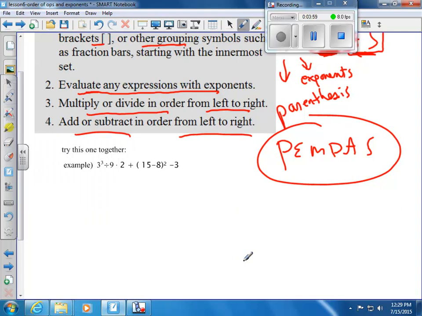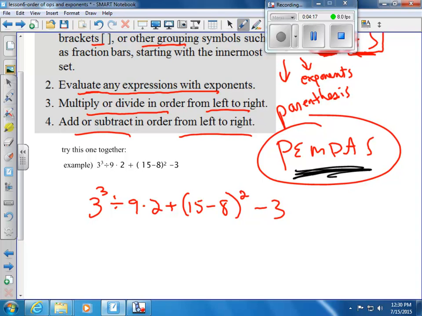So let's dive right into this example. I'm going to write it larger. 3 cubed divided by 9 times 2, plus the quantity 15 minus 8 squared, minus 3. Okay, so according to order of operations, according to please excuse my dear Aunt Sally, you want to take care of your parentheses first. So in here, 15 minus 8 is 7.